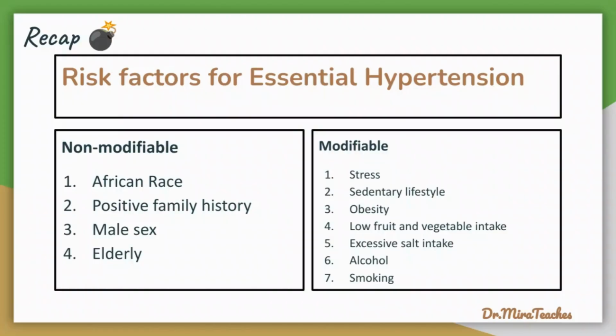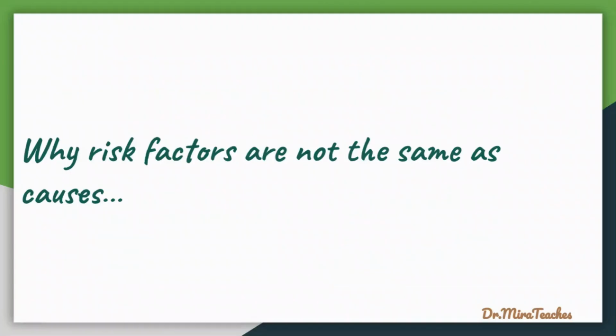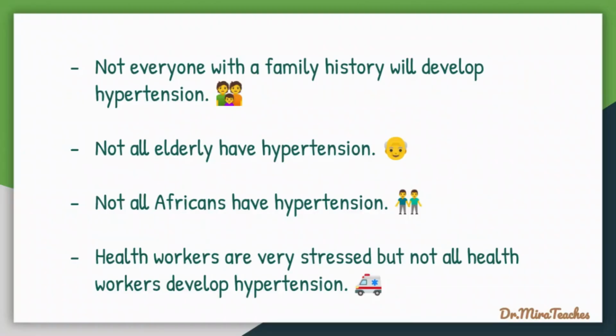All right, then you would ask yourself, but if all of these are present, doesn't it mean that the essential hypertension has an underlying cause? Isn't stress the underlying cause? Isn't low fruit and vegetable intake the underlying cause? No, it's just risk factors. Risk factors are not the same as causes because not everybody with a family history of hypertension develops hypertension. Not every elderly person has hypertension. Not all Africans have hypertension.